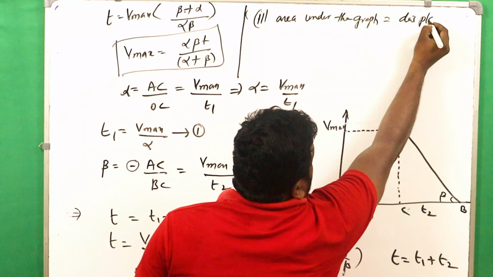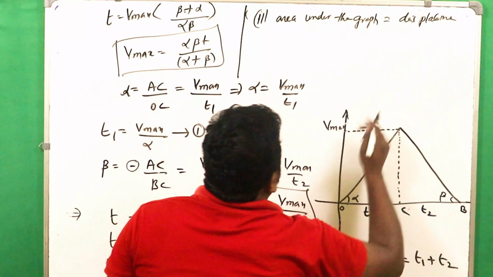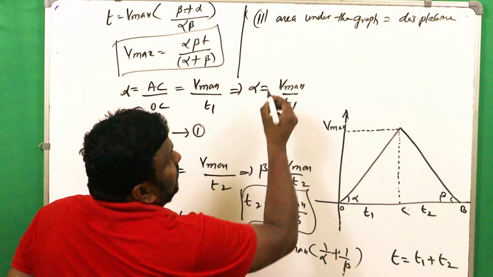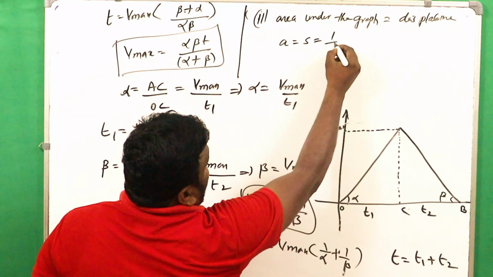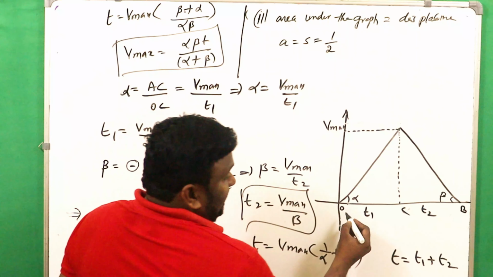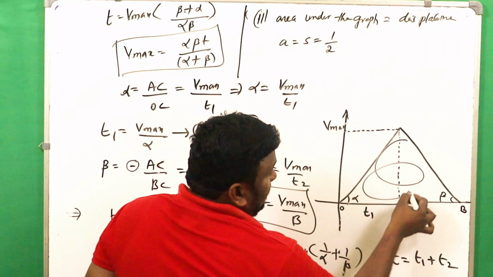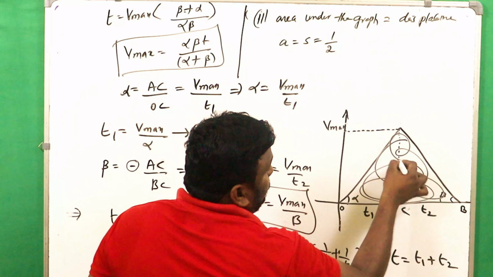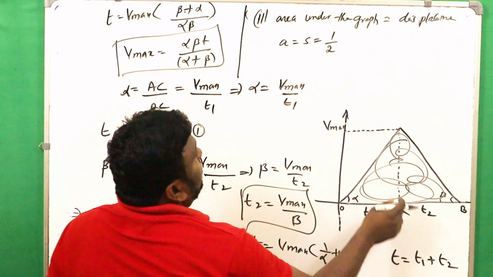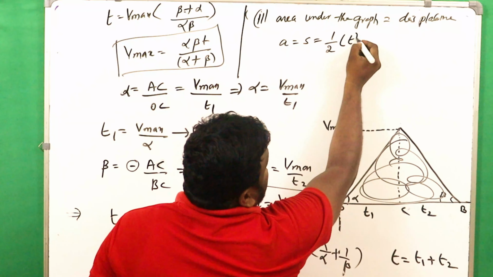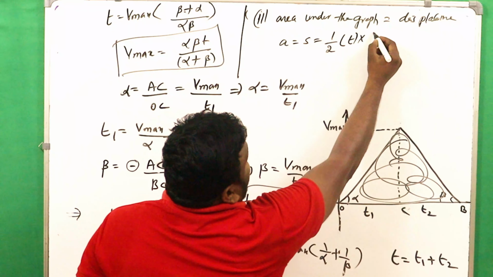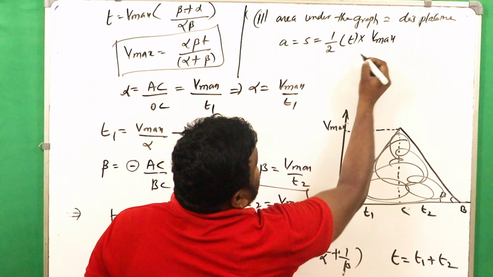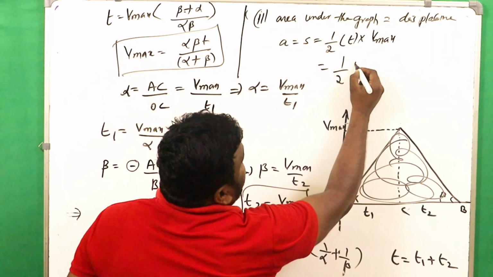Displacement. What is displacement? That's why here I am going to write that area is nothing but displacement. That is half into base. This is the total area covered. Time is the base, into height. Height is V maximum.